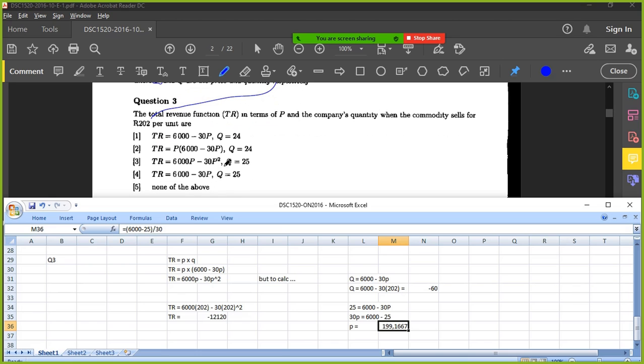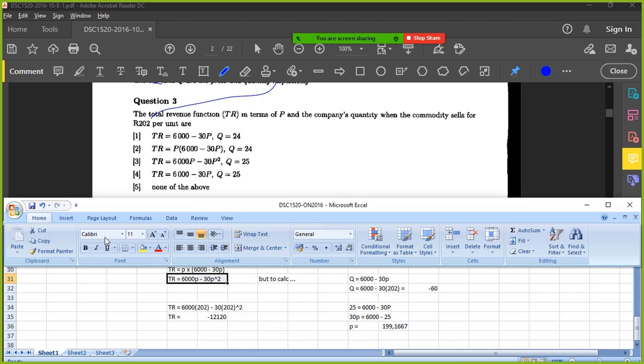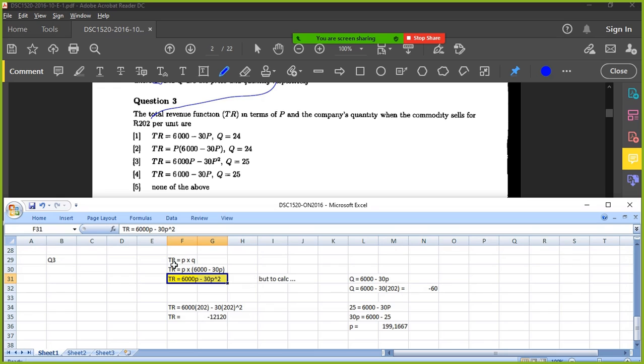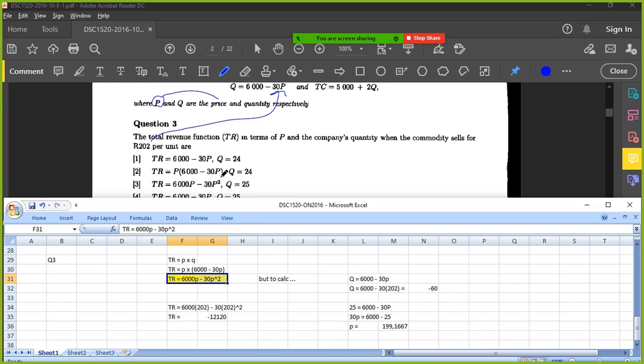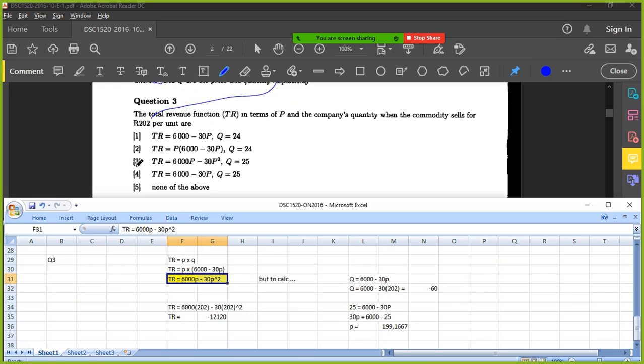So I don't think this option's correct, because here they're saying total revenue. That I agree with. Obviously total revenue is price times quantity. So your price is your P, and you're multiplying it by this quantity, so 6,000p minus 30p squared. That's perfect. I'm happy with that part. I'm not happy with this part.